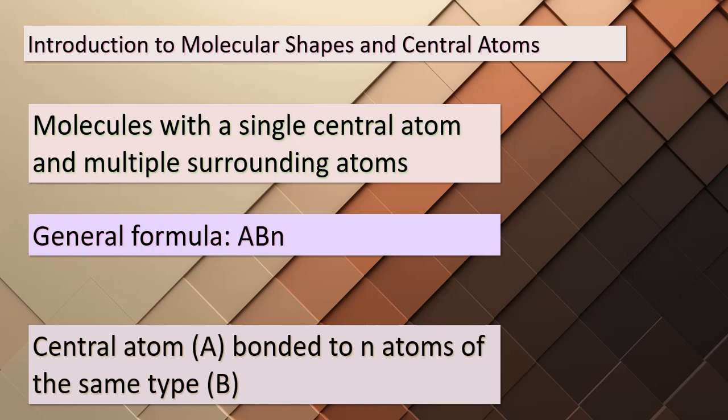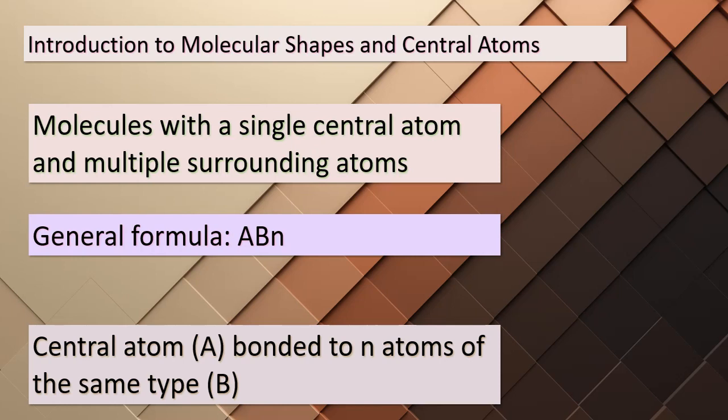To put this into perspective, let's look at some examples. Both CO2 and H2O are categorized as AB2 molecules. In CO2, one central carbon atom is bonded to 2 oxygen atoms. Similarly, in H2O, a central oxygen atom is bonded to 2 hydrogen atoms.